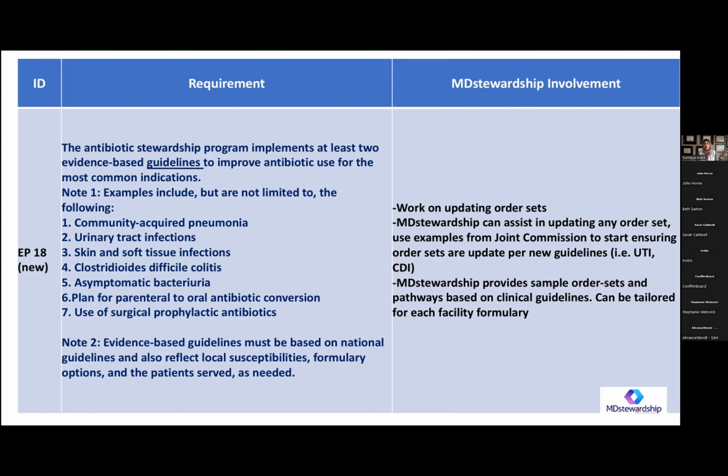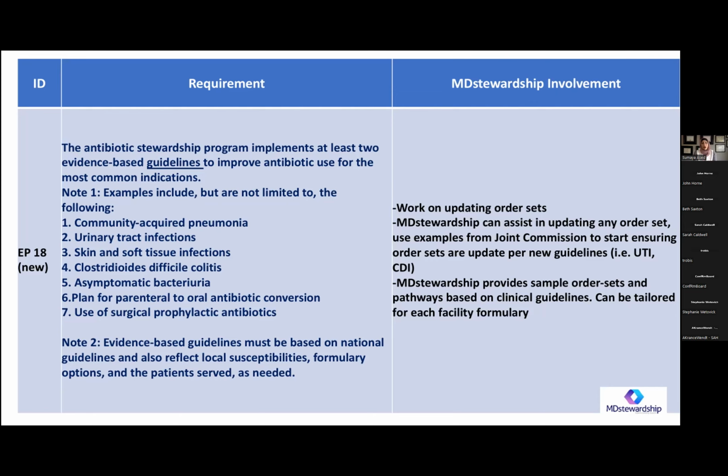So CAP, UTI, skin and soft tissue, C. diff, CDI. So if you currently have pathways or order sets that are one of these examples or different ones, and you know they're updated, then you meet this new requirement. If you have some and they are outdated, then that's something maybe we can work on reviewing or updating.